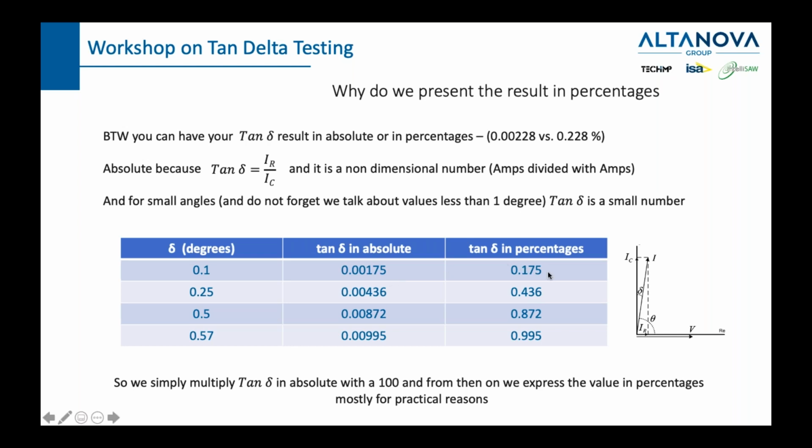It's simply easier to do that than to mention every time 0.00. In this case, it's 0.175, and for 0.5 degrees, instead of saying 0.00872, we just say 0.872%. So that is the answer to the question, why are we expressing tan delta in percentages? It is to make an easier explanation, an easier distinction, and to make it basically easier to communicate this information amongst ourselves. You can choose in our test sets whether you want to have an absolute value or a percentage for tan delta, and the only difference is multiplication by 100.